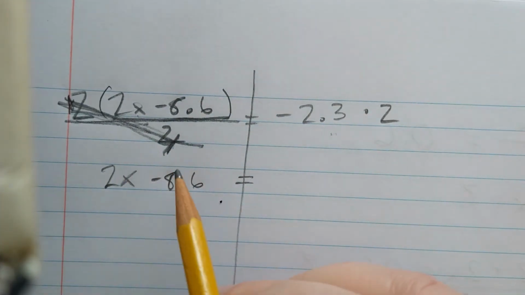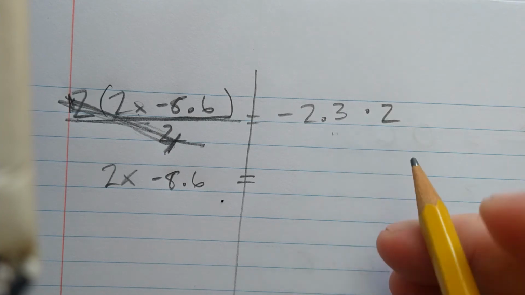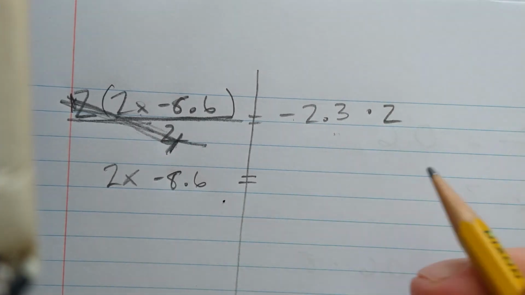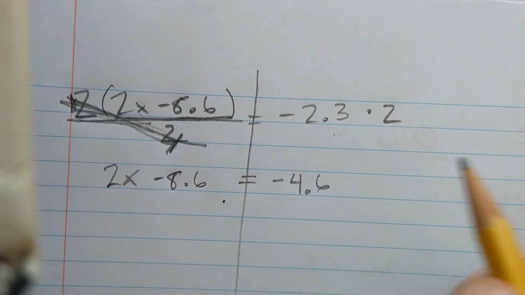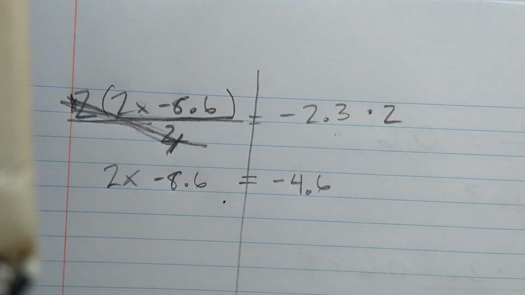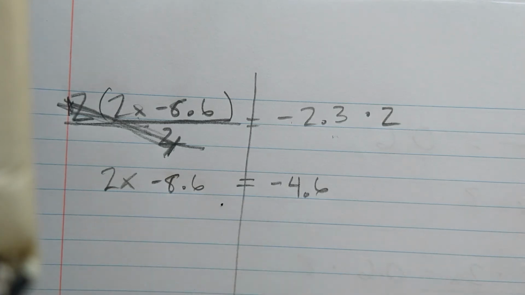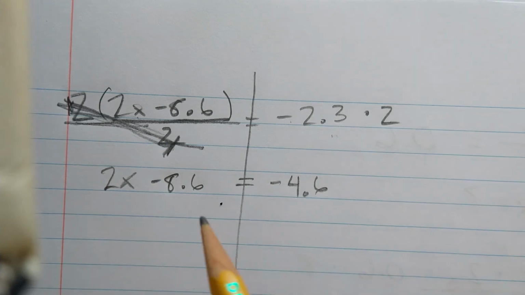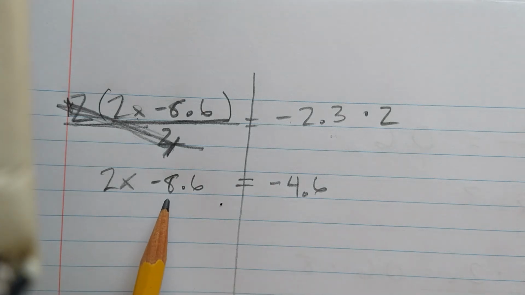So 2x minus 8.6 equals negative 2.3 times 2. Negative times a positive is still a negative. Negative 4.6. Right? So now I have 2x minus 8.6 equals negative 4.6. So if you looked at this side, what does it seem like is the easiest thing to do to isolate over here?